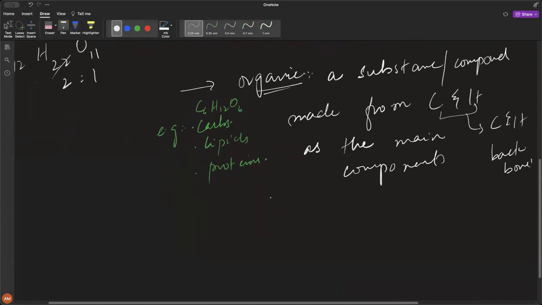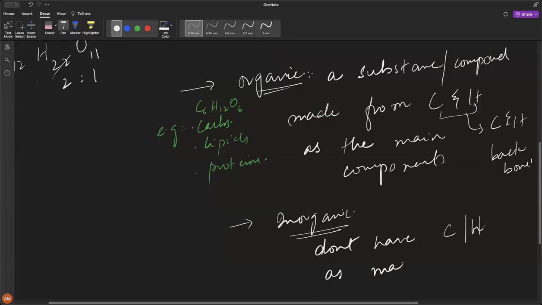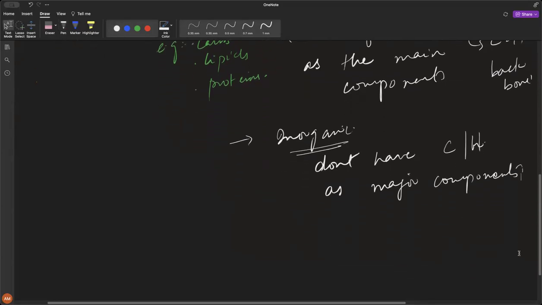In contrast to that, we have inorganic substances that don't have carbon and hydrogen as major components. Examples would be water, carbon dioxide, oxygen, right? Making sense? They do not contain carbon and hydrogen as their major component, as their major backbone.